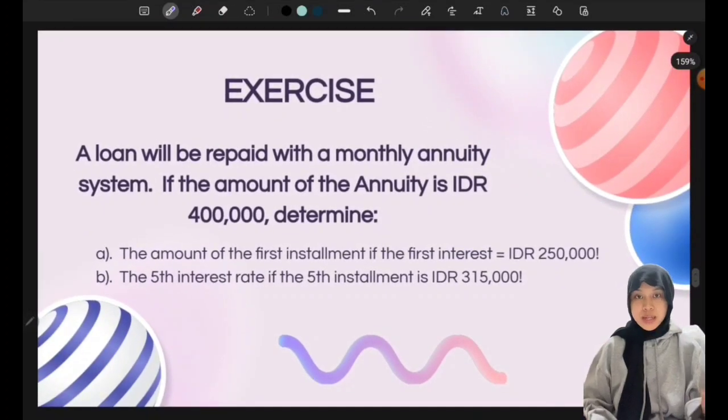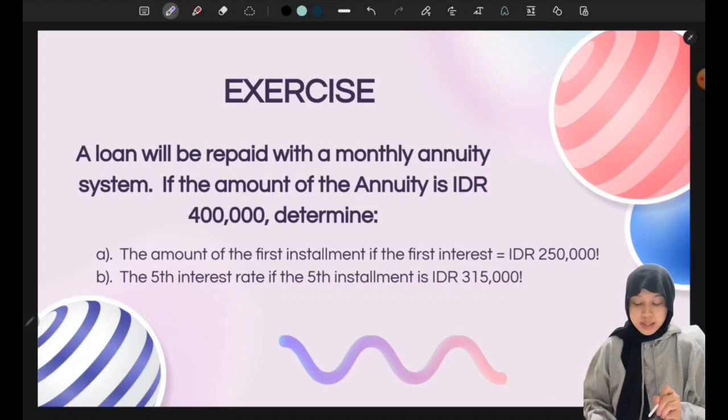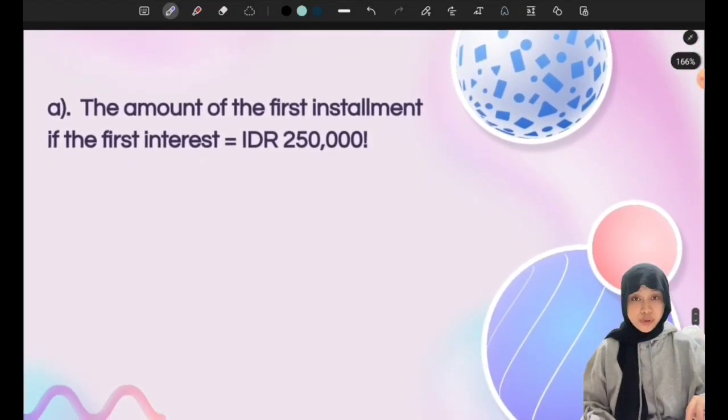And this is for the exercise. A loan will be repaid with a monthly annuity system. If the amount of the annuity is 400,000 rupiah, determine: A, the amount of the first installment if the first interest is 250,000 rupiah, and B, the fifth interest if the fifth installment is 315,000 rupiah. And we're going to do the exercise first for A.